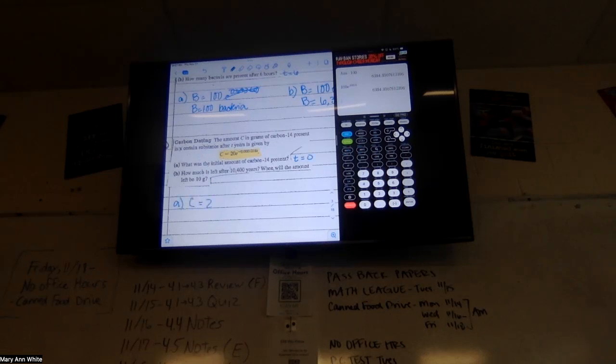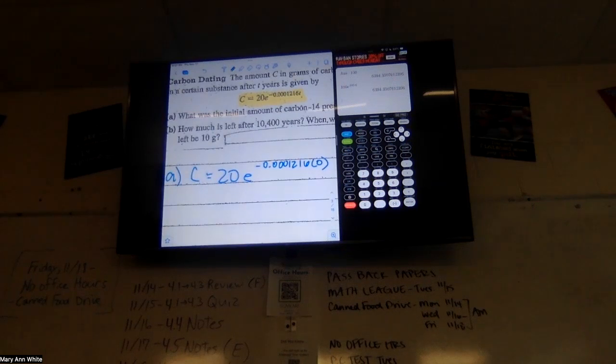C equals 20 e raised to the negative, oh, there's a lot of zeros there, 0.00012116 times 0. It doesn't matter how big or small that decimal is, anything times 0 is 0, anything raised to the 0 power is 1. So whatever that is, it all cancels out, and I just get C equals 20. So there's 20 grams of that carbon amount at the beginning.